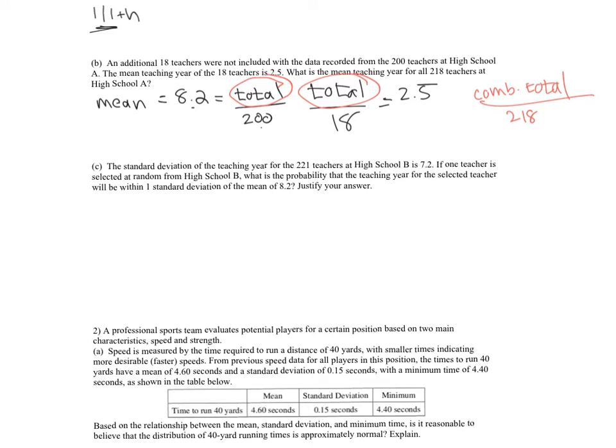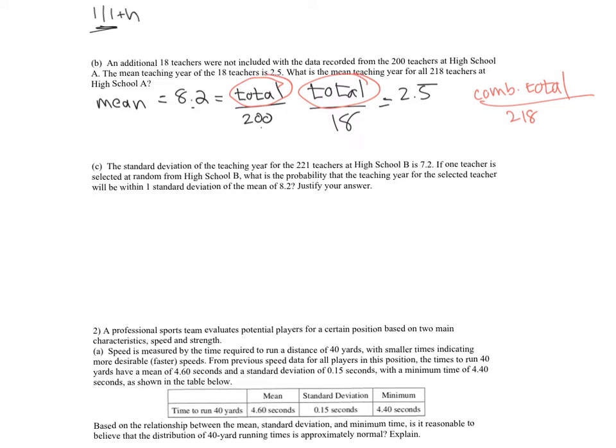Okay, this last one is definitely a little bit different type of question, a little bit of a twist on things. It says the standard deviation of the teaching year for the 221 teachers at high school B is 7.2. If one teacher is selected at random from B, what is the probability that the teaching year for the selected teacher is within one standard deviation of the mean, 8.2?